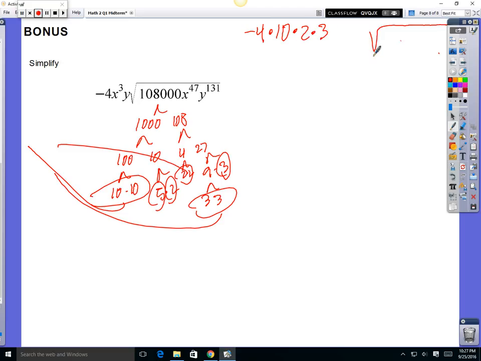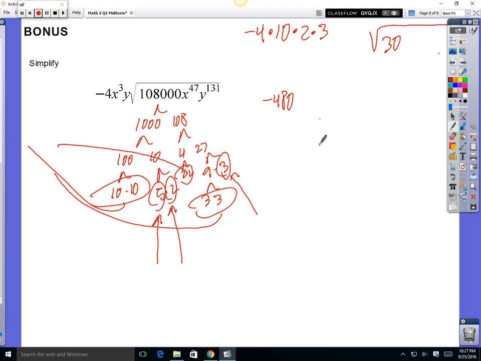Now what stays in is, let's see, this 5 right here stays in, that 2 stays in, and this 3 stays in. So 5 times 2 is 10 times 3. So I got 30 that stayed in. Okay, now on the outside, negative 4 times 10 times 2 times 3. On the outside, you should have negative 480.